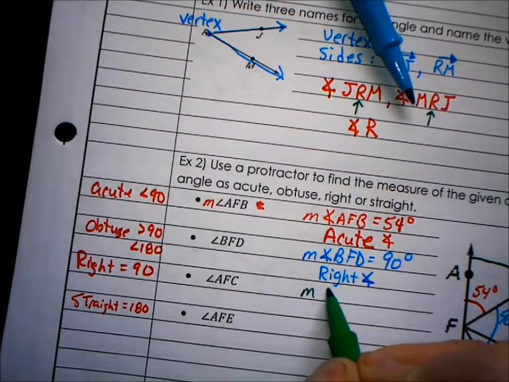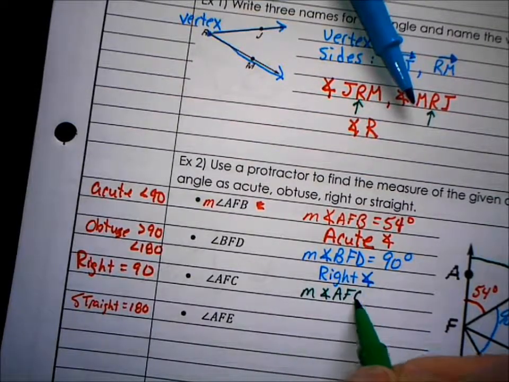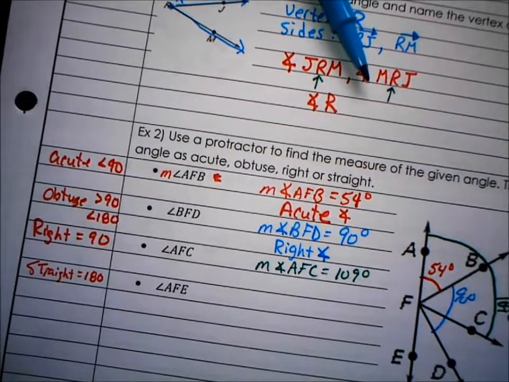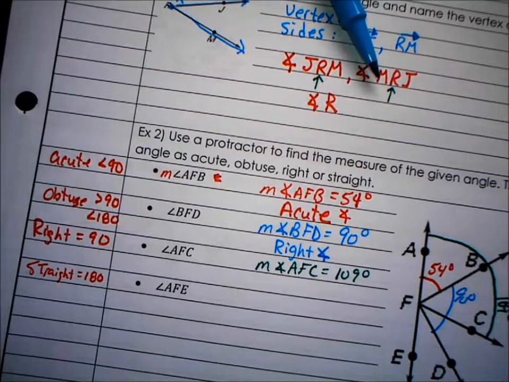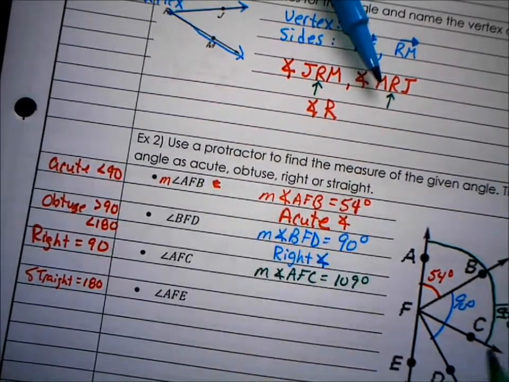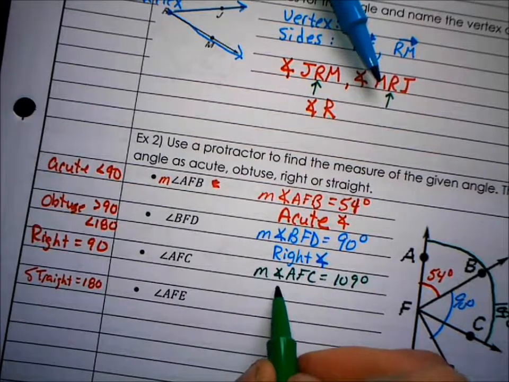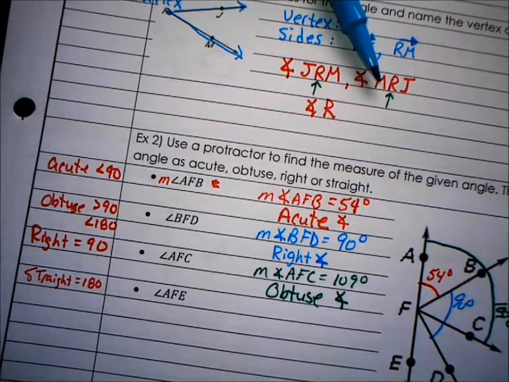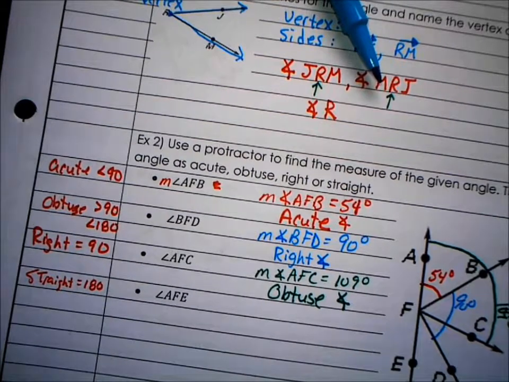I'm going to say the measure of angle AFC equals 109 degrees. Alright, classify it. If it's 109 degrees, is it acute, obtuse, right, or straight? That would be obtuse. That is an obtuse angle. I'm using the angle symbol for my naming.